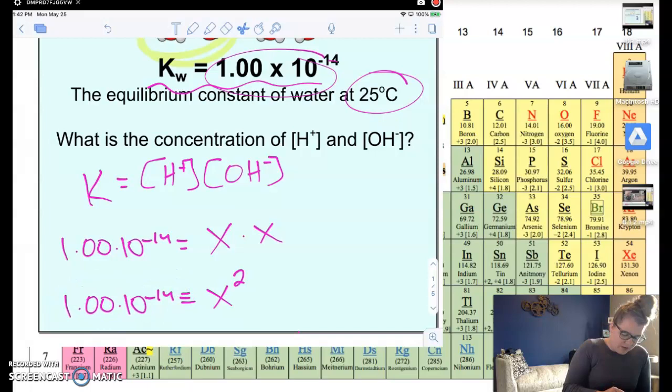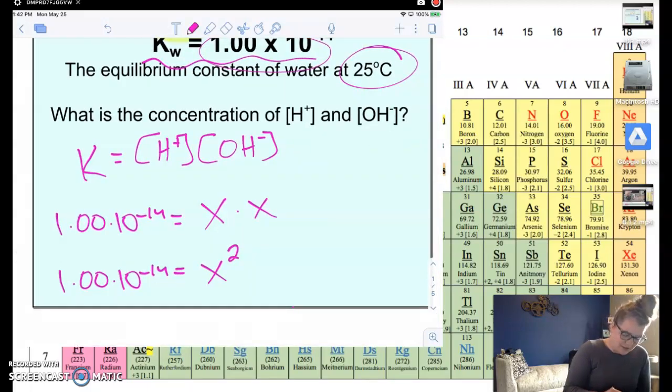Well, if this can be X squared, can we not solve this? So, square root.